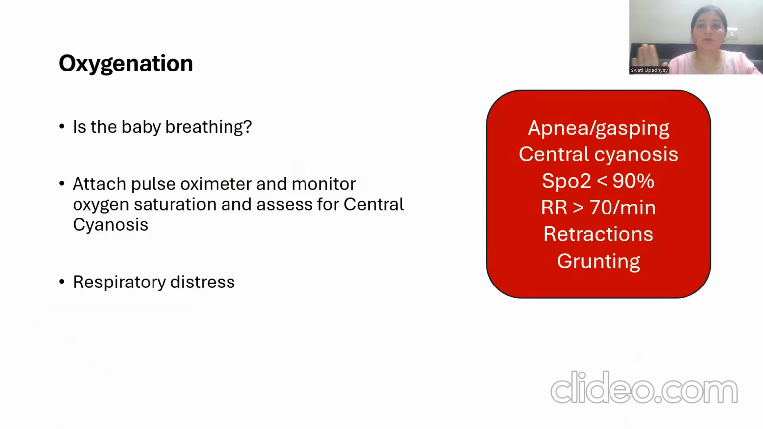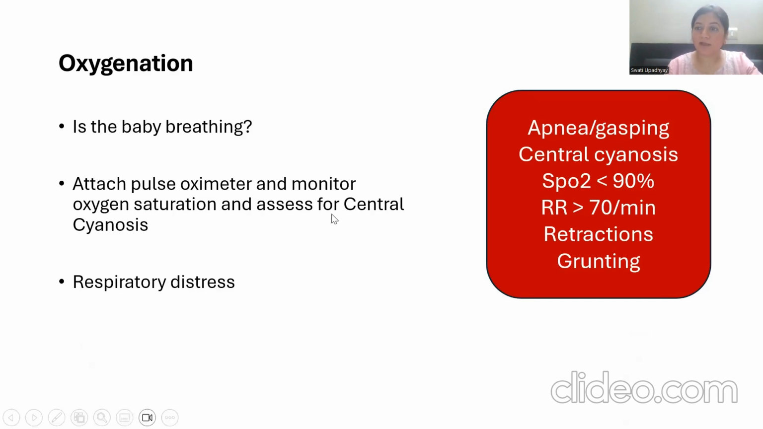Now, we have seen sensorium, we have assessed the temperature. Next important parameter in this STOPS pathway is oxygenation. So when we are assessing the oxygenation of the baby, what do we need to see? We need to see first, is the baby breathing? Second, we need to check the oxygen saturations, attach pulse oximeter immediately, monitor oxygen saturation, and also assess for cyanosis, central cyanosis, that is bluish discoloration of the lips, tongue. Also, third thing we need to see is the degree of respiratory distress the baby is having.